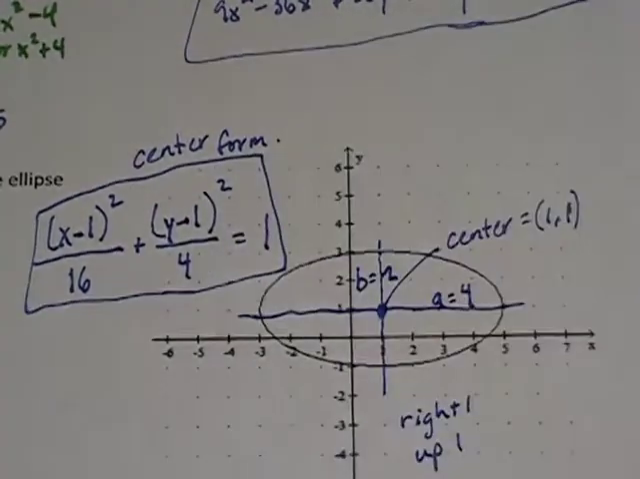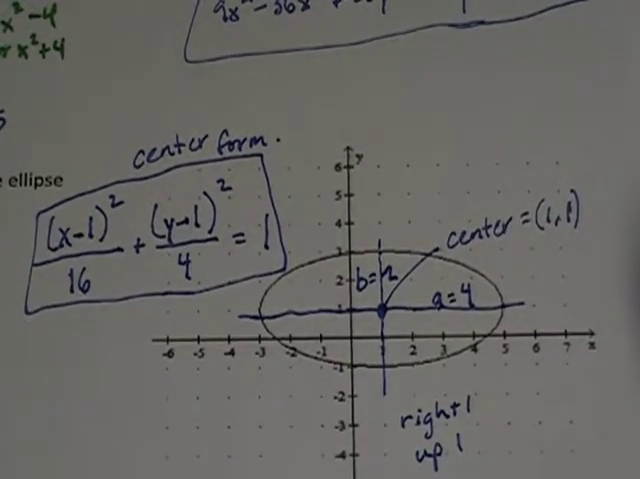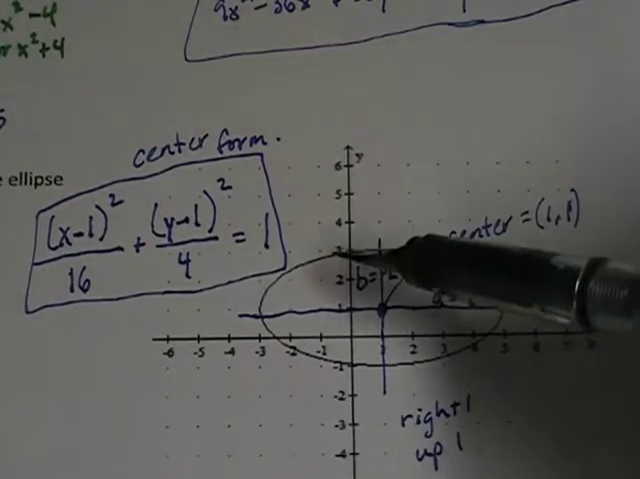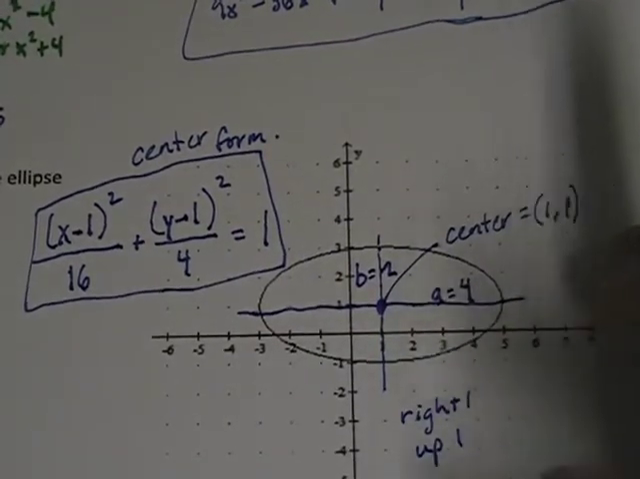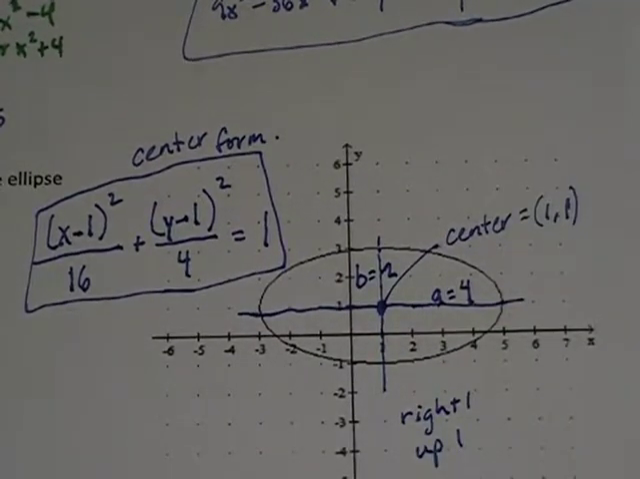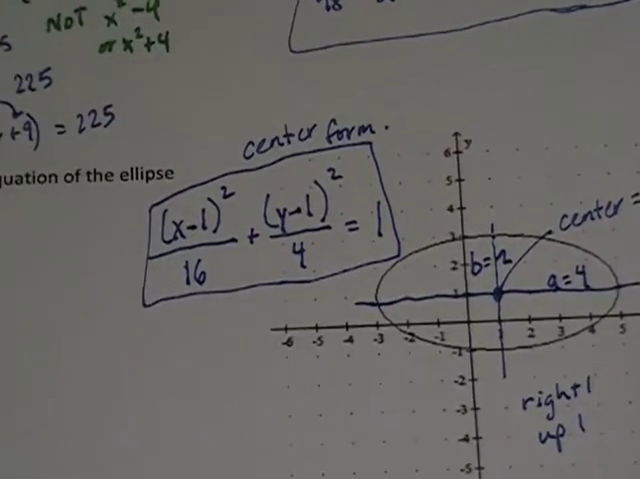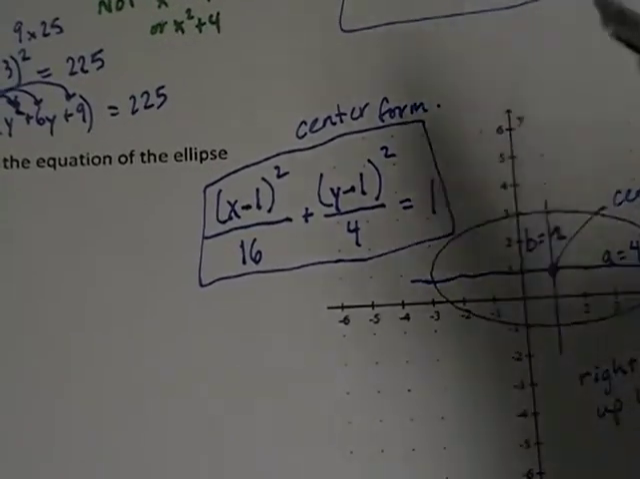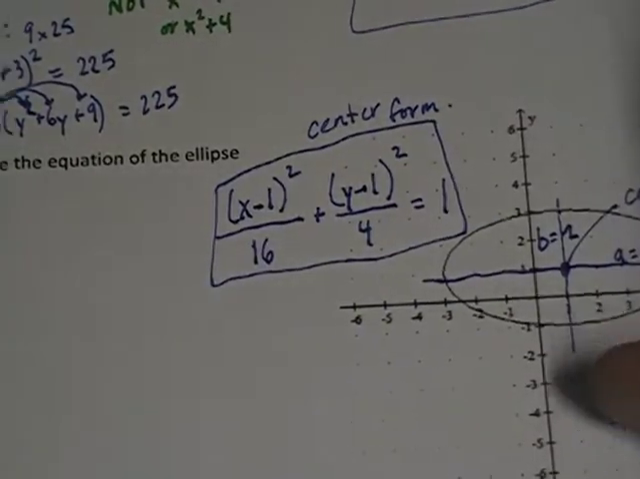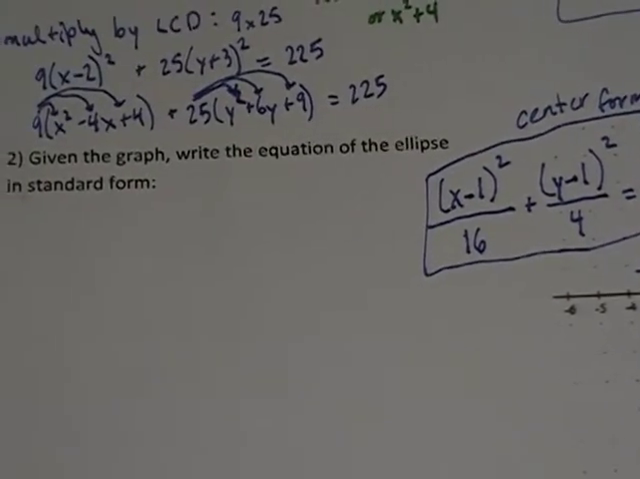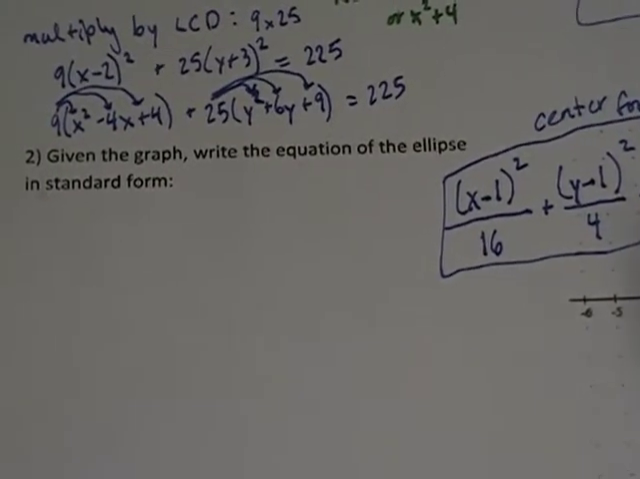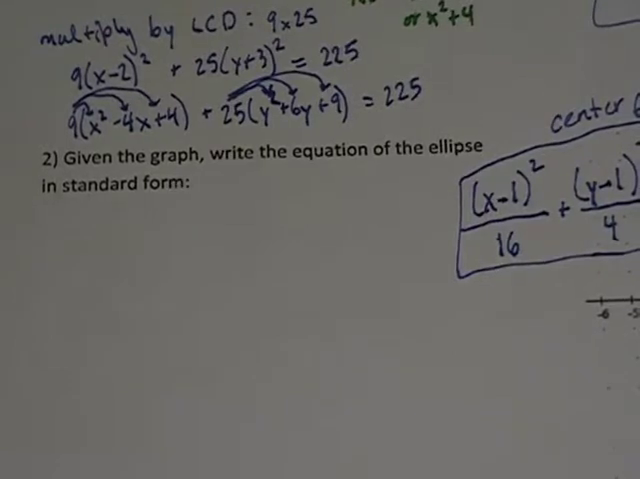Okay? What if they wanted this same formula in standard form? Okay? What if they wanted the same ellipse formula but in standard form? Okay, so I want to work on how to get that as well. Okay, so there's center form. If we want to get this in standard form, which is what I'm asking for in this question here, I'm asking for the equation of the ellipse in standard form.